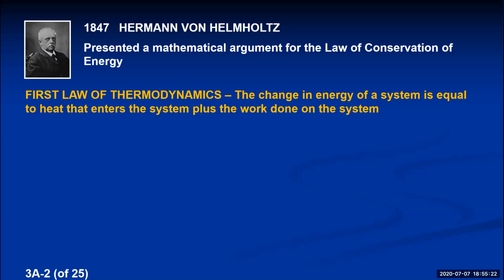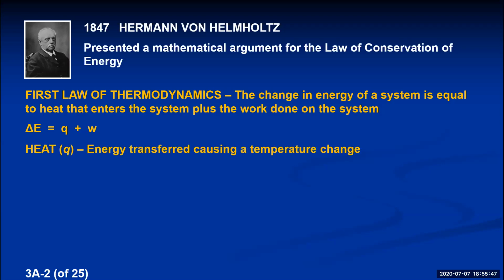And Helmholtz stated that the change in energy of a system is equal to the heat that enters the system plus the work done on the system. This first law is quite often expressed algebraically in this form: delta E equals Q plus W. Delta E means the amount of internal energy that a system changes when it undergoes some process. The Q in the equation stands for heat.